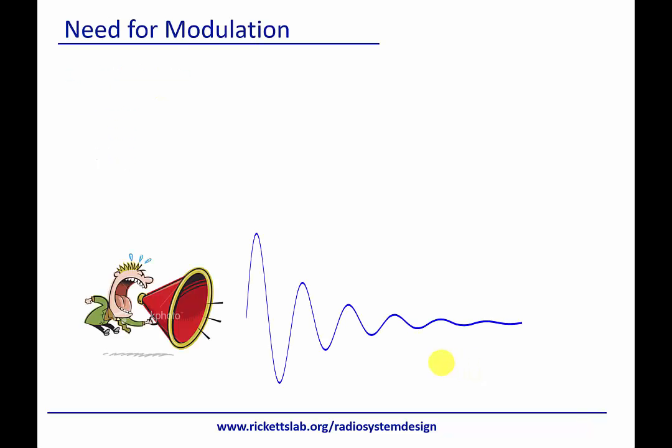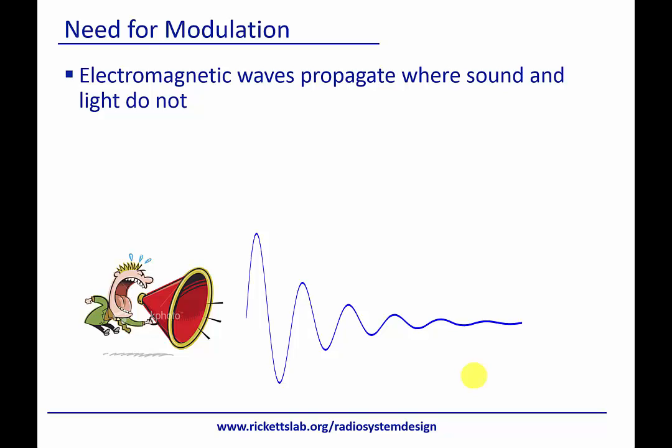Alright, so why do we need to modulate signals? Well, why do we need to modulate them, and also why do we need radio waves? That's probably a question you've never asked yourself, but there's an important reason why we use radio. And it's because electromagnetic waves propagate where sound and light do not. Now you may stop for a second and say, hey, wait a second, light is an electromagnetic wave.